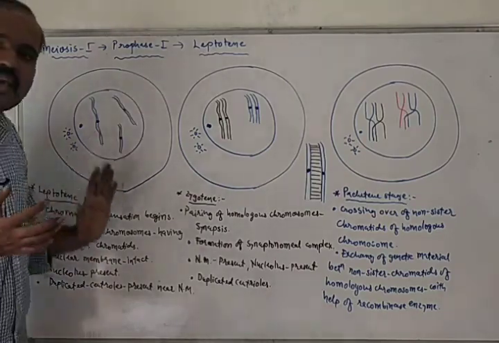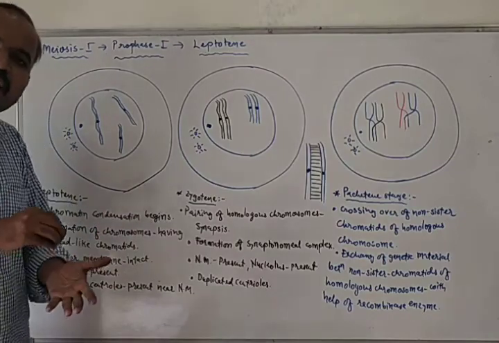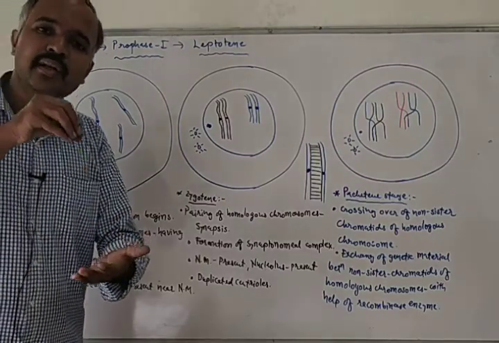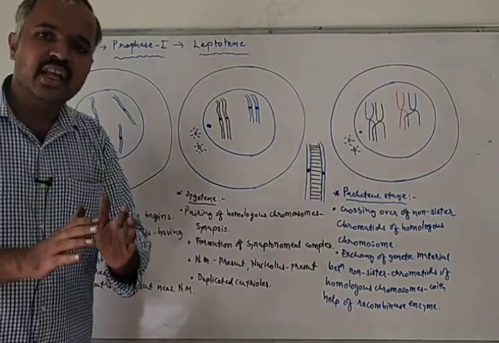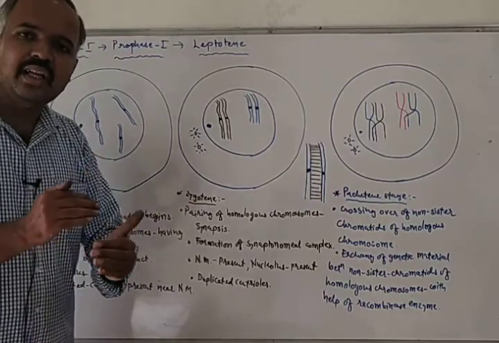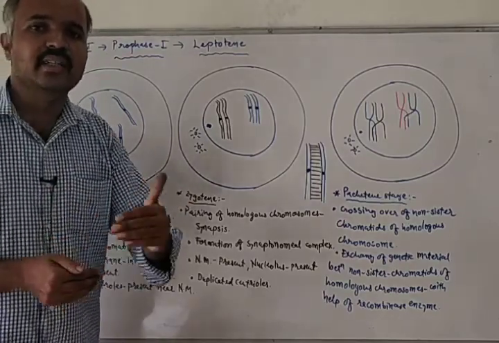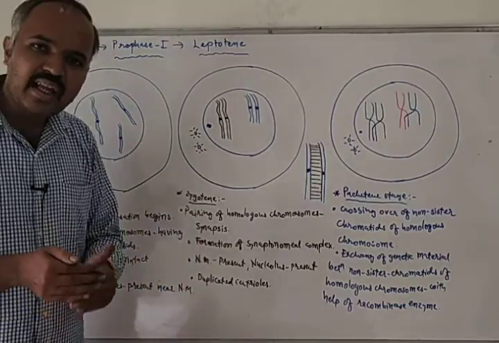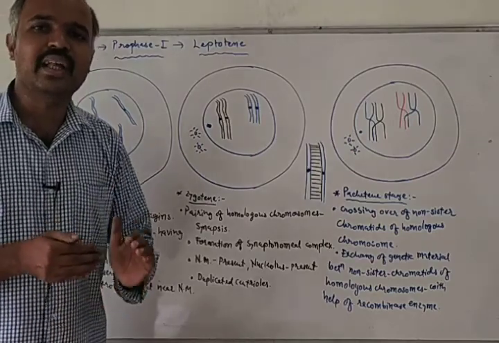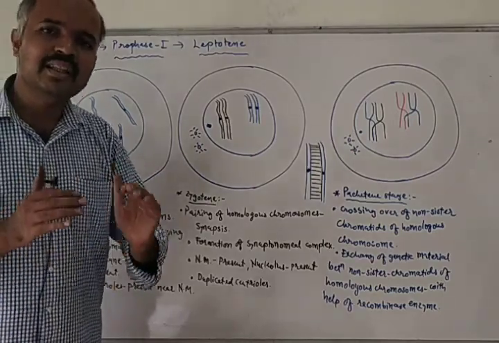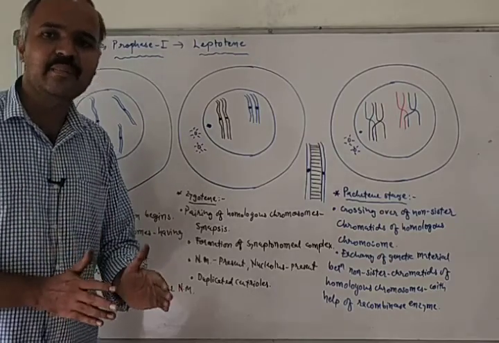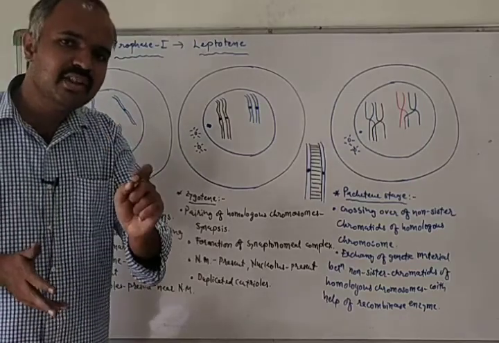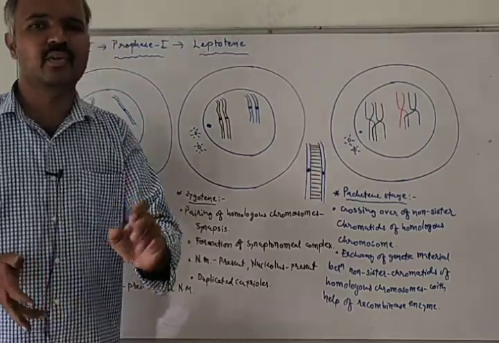Okay, what happens in the leptotene phase of prophase 1? Duplicated centrioles will lie as they are. Nuclear membrane is also intact. Nucleolus is also present. The change that has occurred in this cell is that chromatin has started to undergo condensation. This chromatin has now taken the shape of the chromosome, but these chromosomes are light in color, and they have thin chromatids, and both these chromatids are held together by centromere.